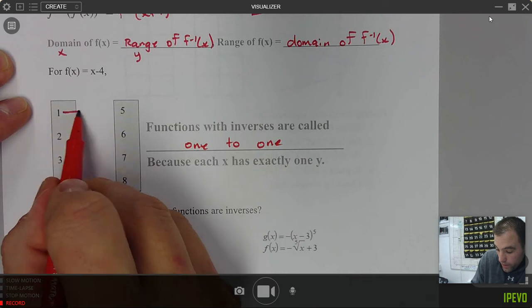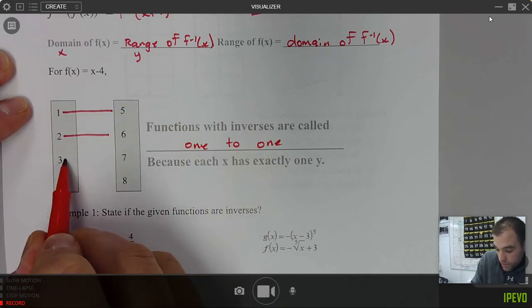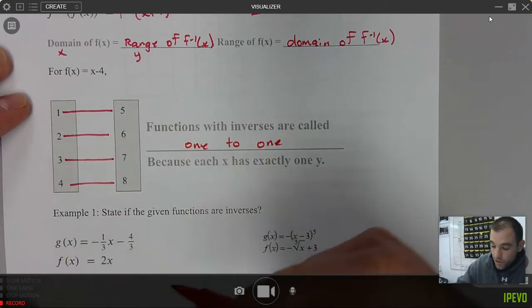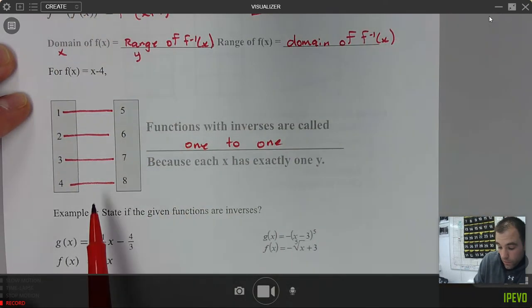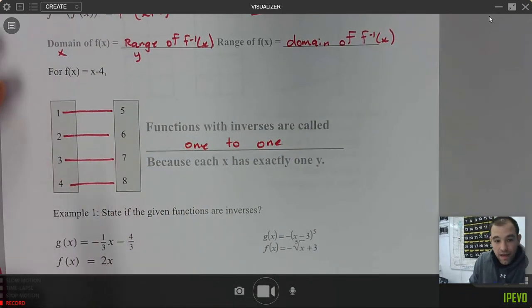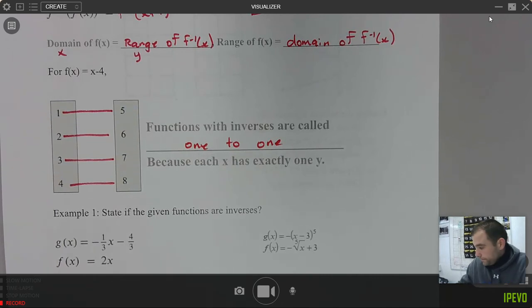So like this 1 pairs with the 5. This goes with the 6. 3 with the 7. 4 with the 8. Notice the 1 isn't also going to the 6 or the 7 or the 8, right? It just goes with one number. So that means that it is 1 to 1.